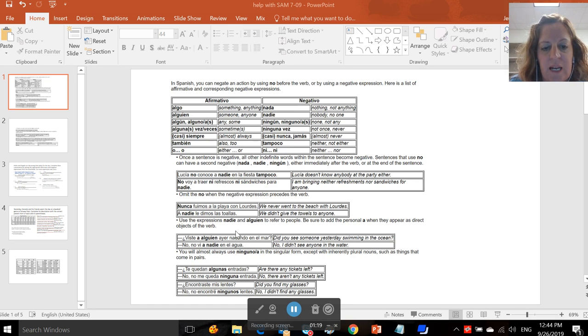You use the expressions nadie and alguien to refer to people. Be sure to use the personal a when they appear as direct objects of the verb. So, viste a alguien, did you see someone? Remember what you're seeing is a person, so your direct object is a person, you'd put an a. No vi a nadie en el agua, so again, it's a person, so you need to put a personal a.